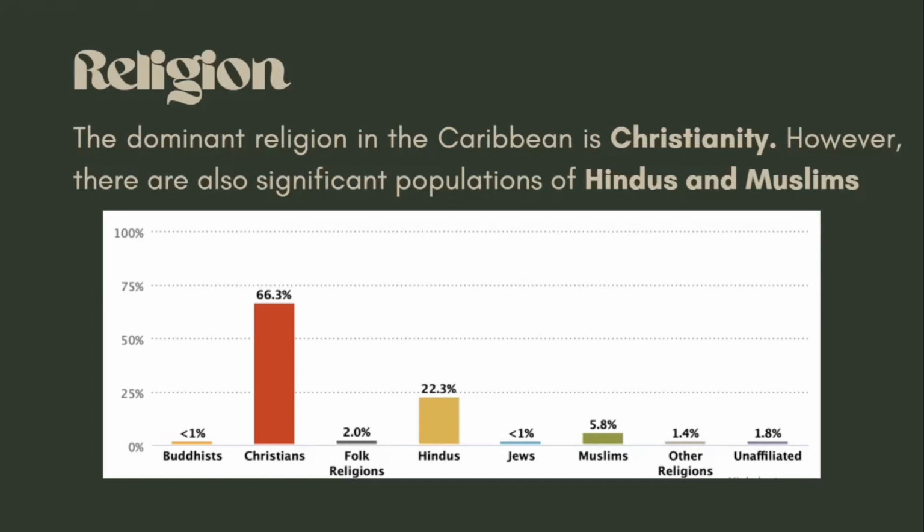However, there are also significant populations of Hindus and Muslims in the Caribbean, particularly in countries such as Trinidad and Tobago and Guyana. Now, these populations are largely a result of indentured labor migration in the 19th century, which brought people from India and other parts of South Asia to work on plantations in the Caribbean. Now, many of these migrants brought their own religions with them, including Hinduism and Islam.